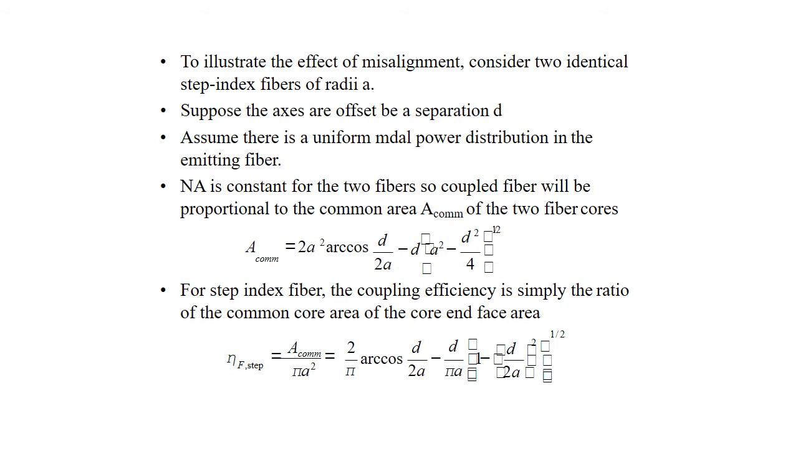For a step index fiber, the coupling efficiency is simply the ratio of the common area to the core end face area. It is expressed as eta_F,step = A_com/(πa²) = (2/π) cos⁻¹(d/2a) − (d/πa)(1 − (d/2a)²)^(1/2).